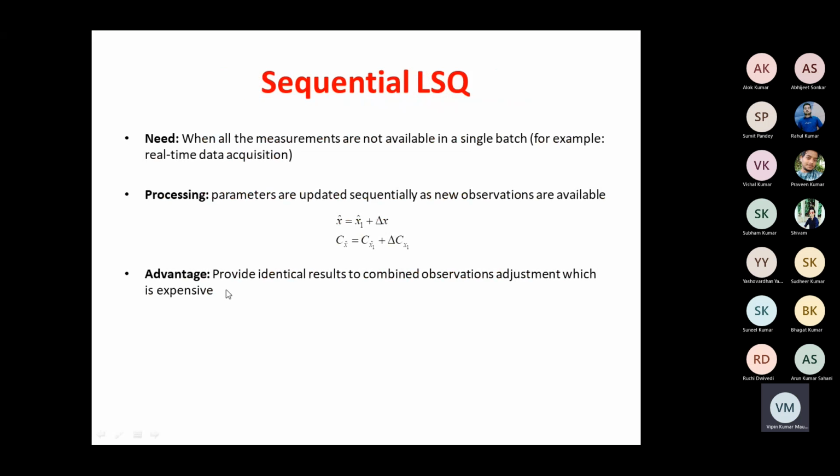So what is the advantage? It provides identical results to combined observation adjustment, which is expensive. If you are taking all the observations at a time, especially in the real-time case, the matrix size will be increasing every second. That will be very computationally expensive, so in that case it will be advantageous to use sequential least square.